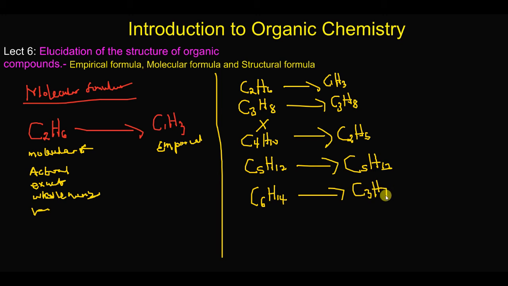So these are examples. We have the molecular formula and we have the empirical formula. One tells us the actual or exact, and one tells us the simplified, not really the exact, or the simplest. So basically that is the difference between empirical formula and molecular formula.